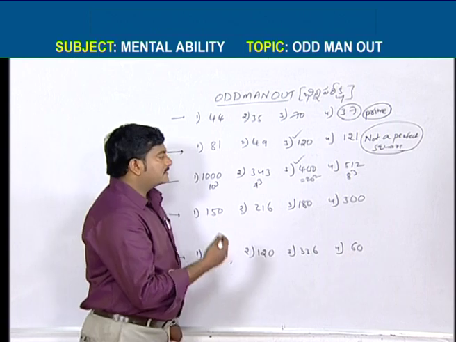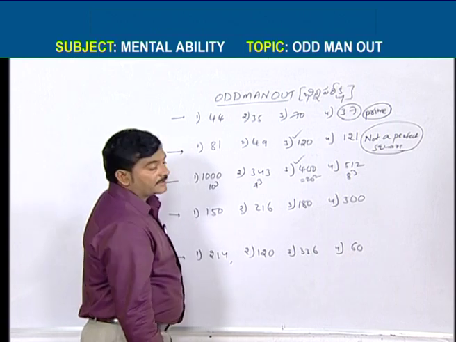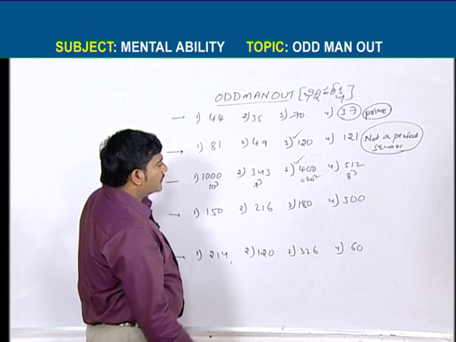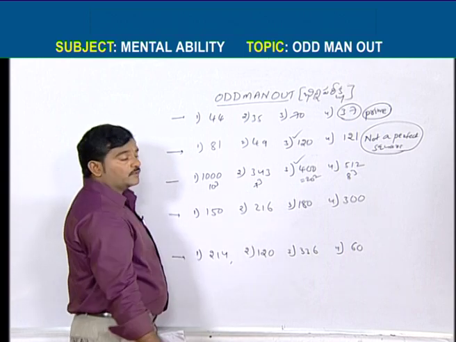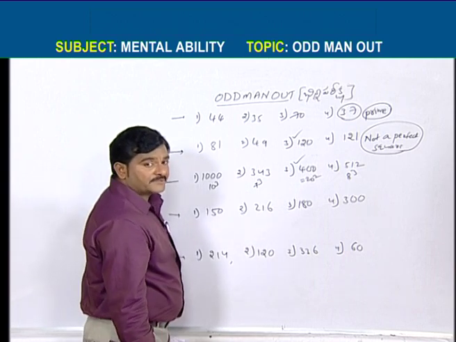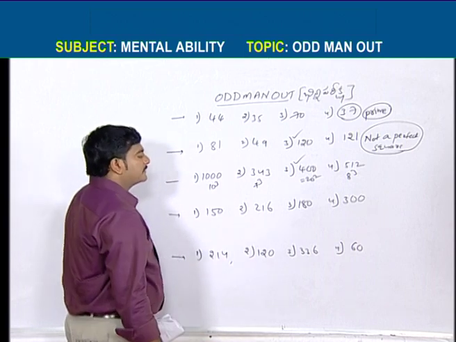That's why the answer for this question is the third option. I hope you understood. The remaining 3 are cubes, whereas the third option is only a perfect square, it is not a cube. Hence that is the answer.